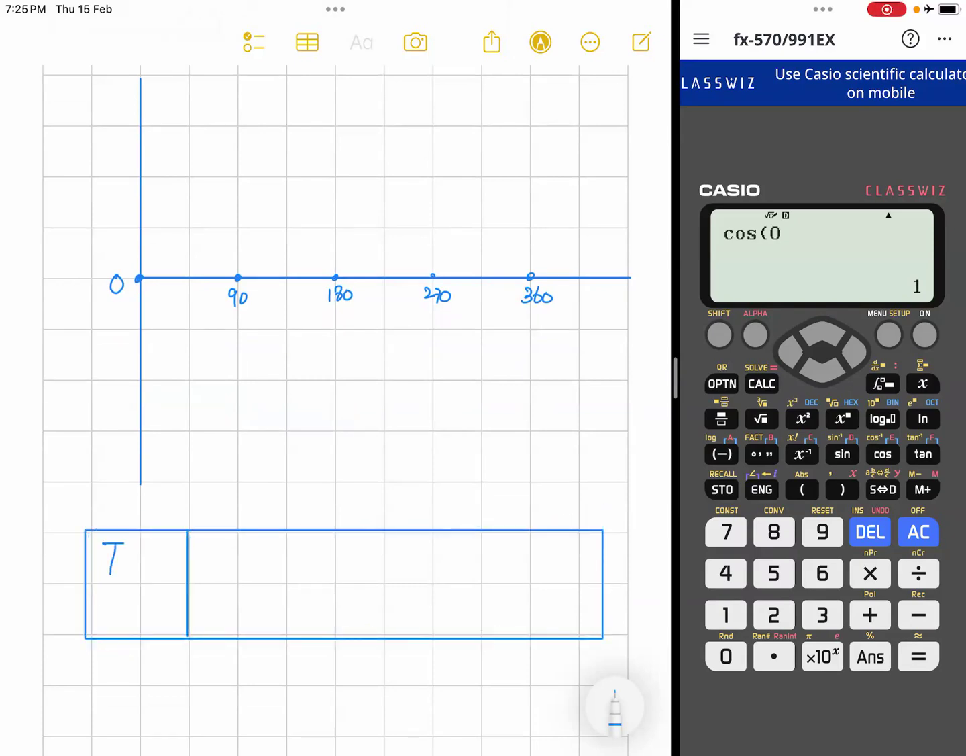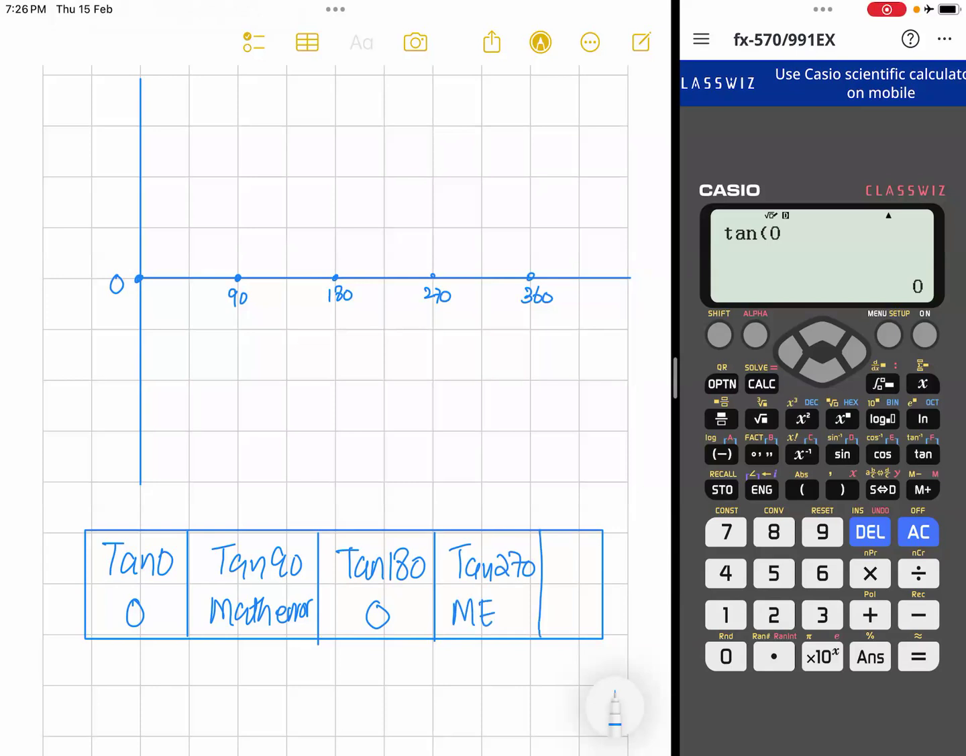Okay. Abdurrahman, please check, tangent 0 is what? 0. Yes or no? Yes, sir. Check tangent 90. Math error. Check tangent 180. Zero. Check tangent 270. It's math error. Check tangent 360. It is 0. Yes or no?